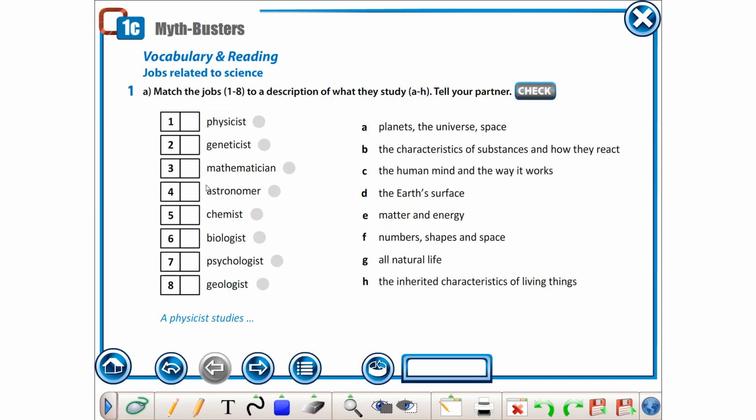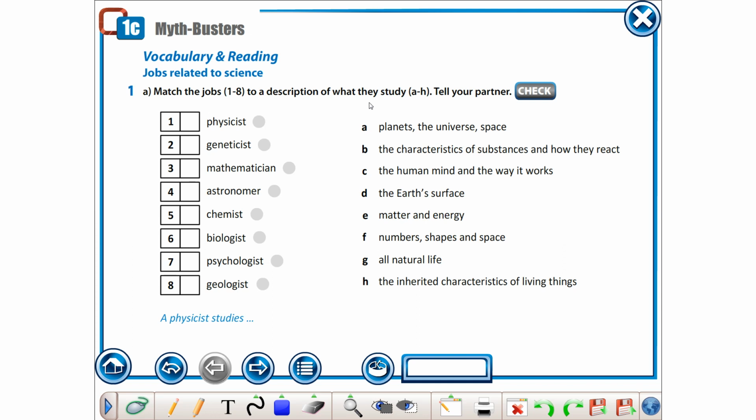Let's start with the first task. Match the terms you see in the first column to a description in the second column of what they study. I give you 1 minute. Let's start. If you need more time, you can click stop and do this task. And now we are going to check.